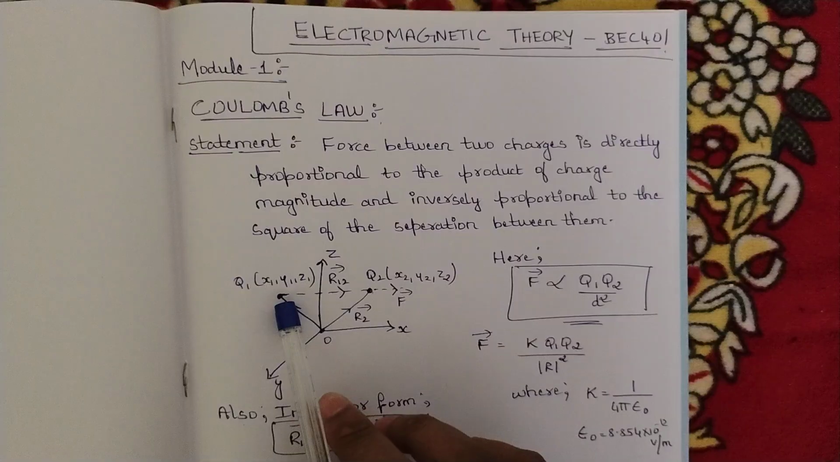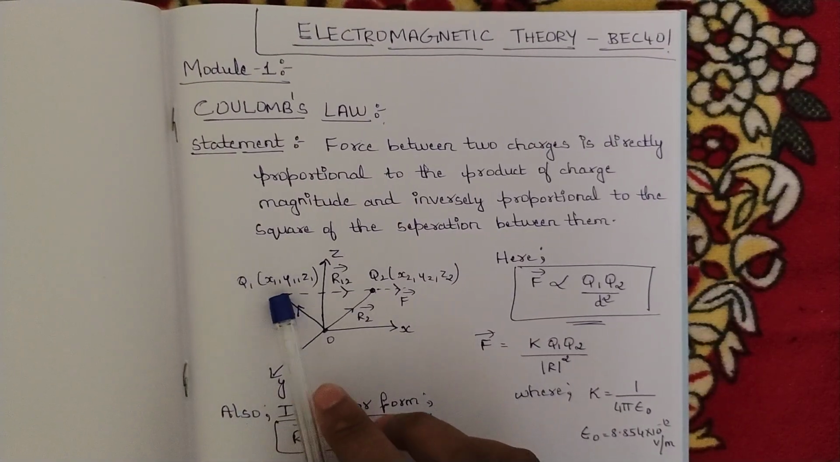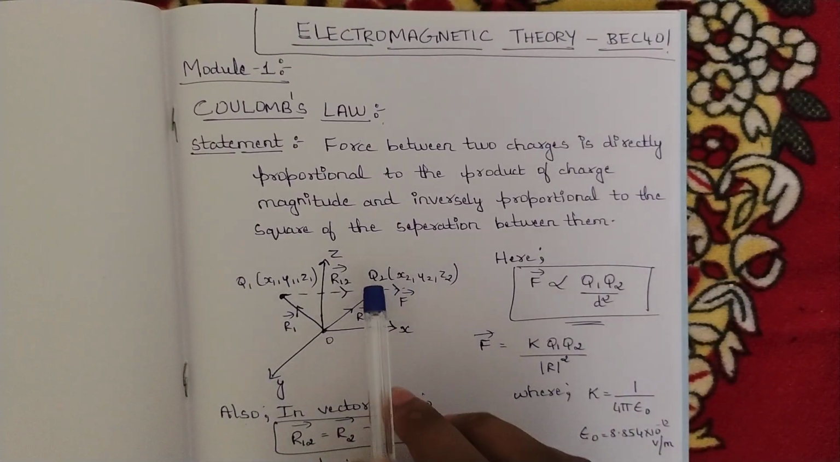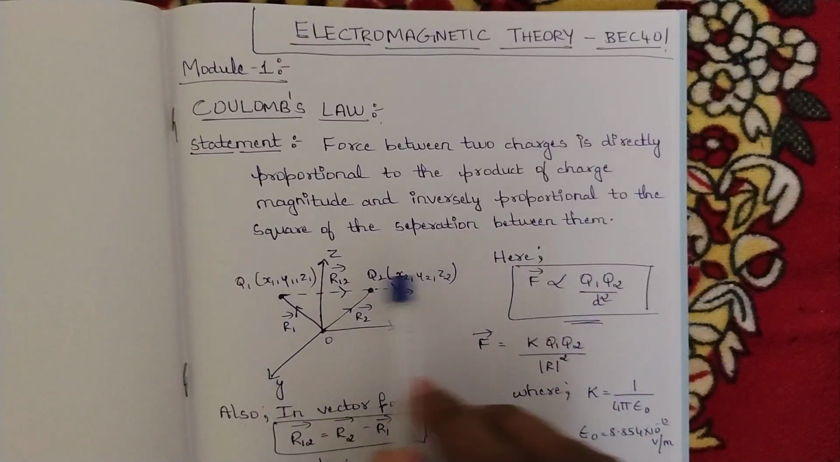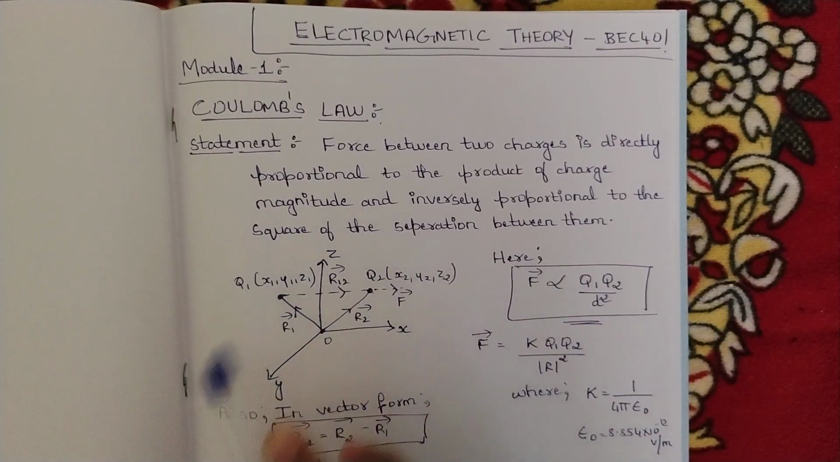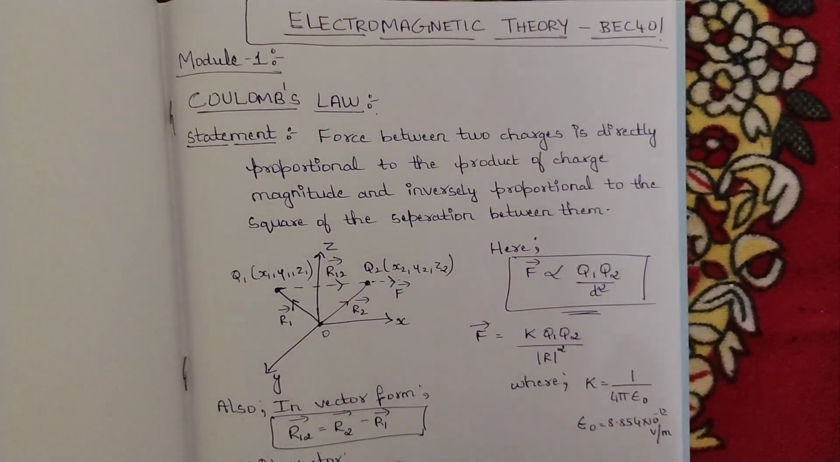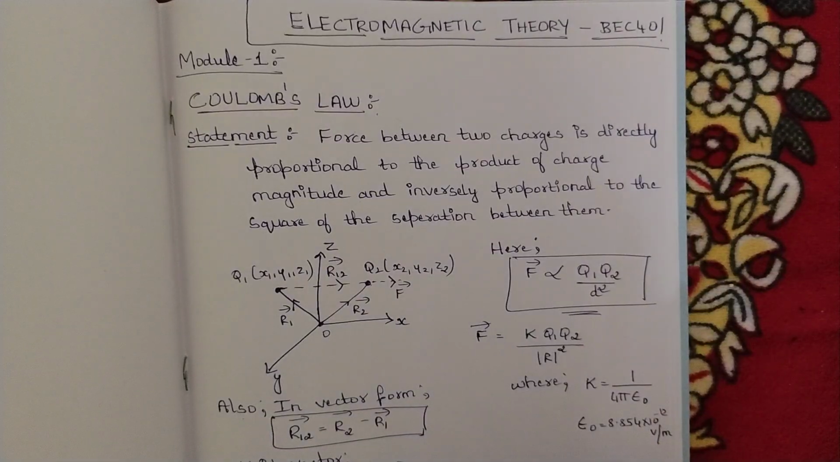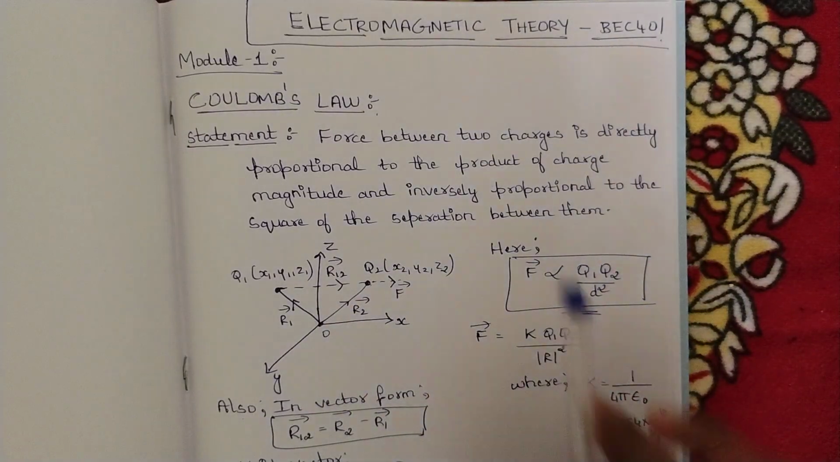Where this is the first point charge Q1 with coordinates X1, Y1, Z1, and this is Q2 with coordinates X2, Y2, Z2. If you stretch this line, this is the force acting on this 3-dimensional surface between these 2 point charges. So this was the basic description of the figure. Now let's get to the equation part.